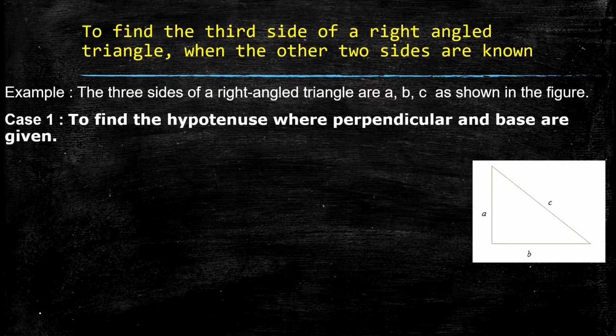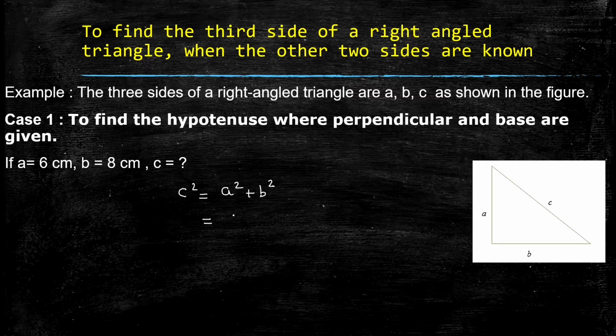Case 1 would be where we have to find the hypotenuse when the perpendicular and base are given to us. Let's see this. Here A is equal to 6 cm and B is equal to 8 cm, and we have to find the hypotenuse, which is C. So by Pythagoras theorem, we have C square is equal to A square plus B square. Substituting the values of A and B, I get 6 square plus 8 square, which is nothing but 36 plus 64, which is equal to 100.